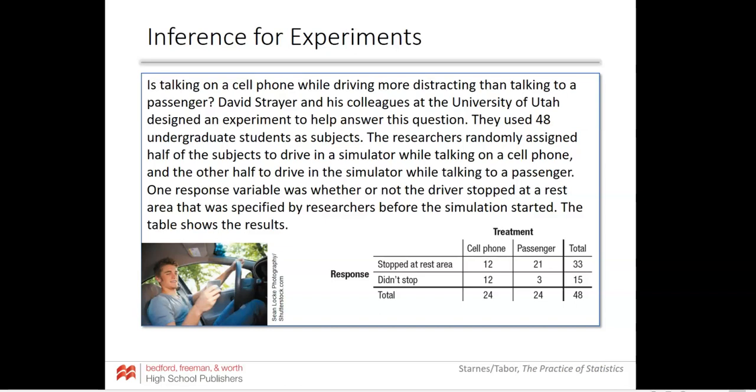That's weird. You have to keep talking during this simulation. Okay, so one response was whether or not the driver stopped at a rest area that was specified by researchers before the simulation started. The table shows the results. So it looks like 12 of the 24 cell phone folks, so about half, stopped at the rest area. 21 out of 24 passenger folks stopped at the rest area. So that was something they talked about beforehand.